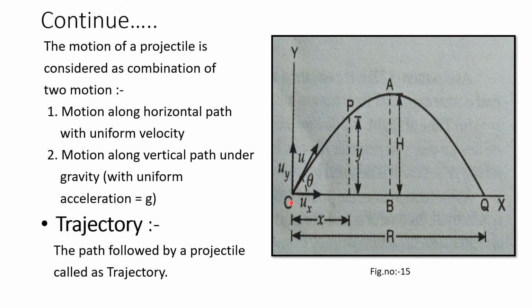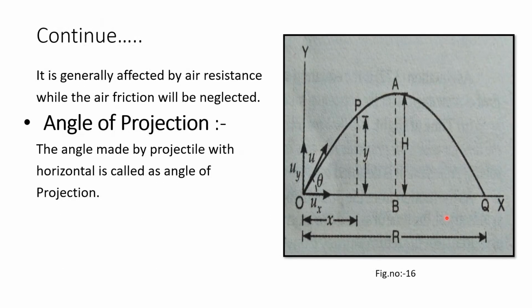Trajectory. Observe the figure. Here we have already discussed what a trajectory is. The path OAQ is called a trajectory, meaning the path followed by a projectile is called a trajectory. Projectile is generally affected by air resistance, while the air resistance will be neglected here.